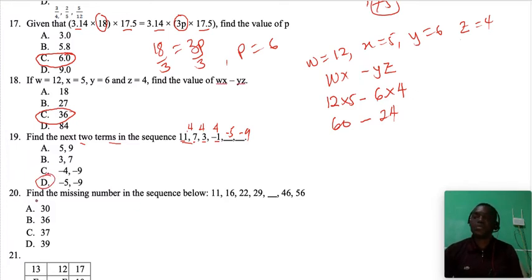Question 20. We have to find the missing number in the sequence below: 11, 16, 22, 29. You can see this one is a difference of 5, so 5 has been added to 11 to get 16. Then 6 has been added to get 22. Then 7 was added to 22 to get 29. Then 8 will be added to 29 to get 37. So here is 37. When you get a sequence, you have to look at the pattern, how they get the preceding numbers, then continue that to get what you have been asked. Let's move on to question 21.